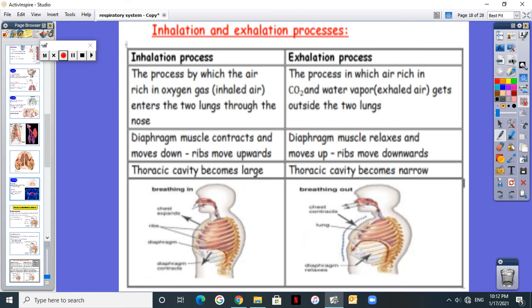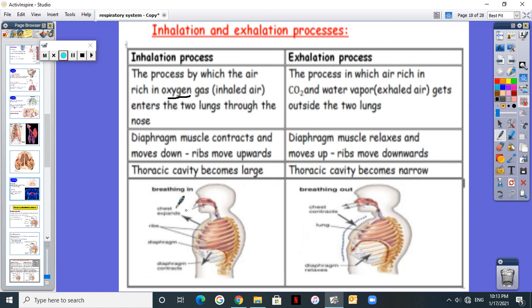Today we are going to talk about the meaning of the inhalation process and the exhalation process. Inhalation is a process by which air rich in oxygen enters the two lungs through the nose. So inhalation means that oxygen gas enters the two lungs through the nose. Try to inhale. When the oxygen gets to your lungs from your nose, this is called the inhalation process.